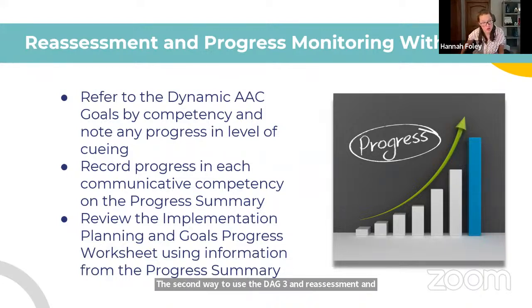Periodic Progress Report to record progress in each competency area. Keeping track of the percentage of goals mastered within each competency area will help you track and see when the communicator is ready to move towards a different independence level within each competency. The third way to use the DAG3 in reassessment and progress monitoring is to use the information from the AAC Goals Periodic Progress Report to review the goals you wrote using the AAC Goals Worksheet and revise as needed.